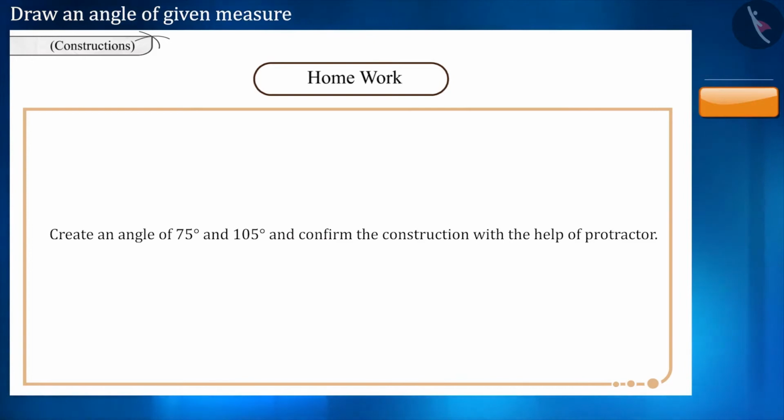Construct an angle of 75 and 105 degrees and check the construction with the help of protractor. Here you do not need to give mathematical solution. After the construction, measure it with the protractor to see whether it is correct or not.